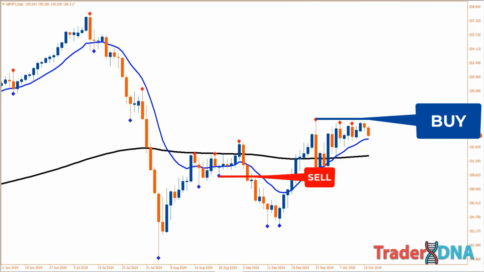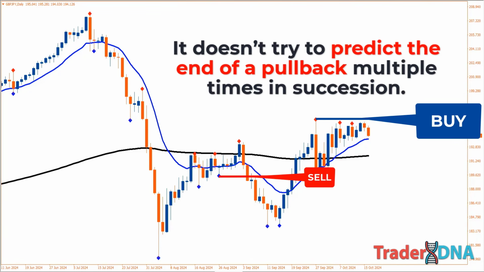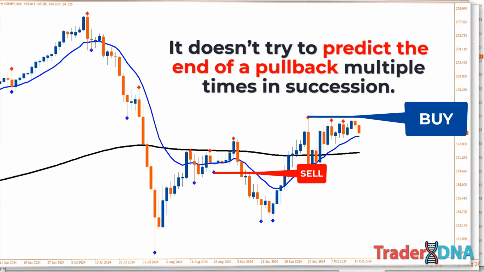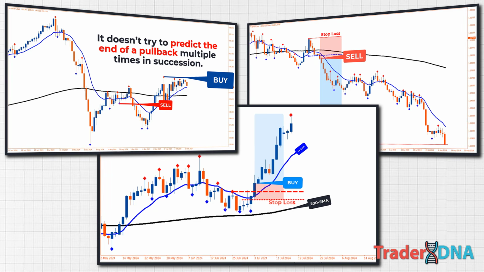What I appreciate most about this strategy, especially compared to the commonly used methods by novice and amateur traders, is that it doesn't try to predict the end of a pullback multiple times in succession. This means you won't be overwhelmed with unnecessary entry signals when the price clearly isn't poised to move in your favor. This strategy is very accurate if you follow the trading rules that we discussed earlier. If these rules are not clearly met in the market, you should not enter the market. You'll find that this strategy is easy to implement on your own because it's quite simple.